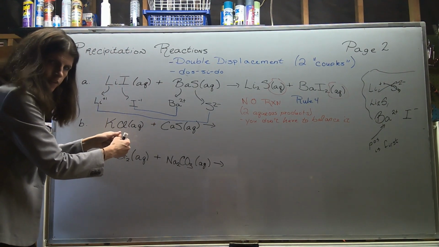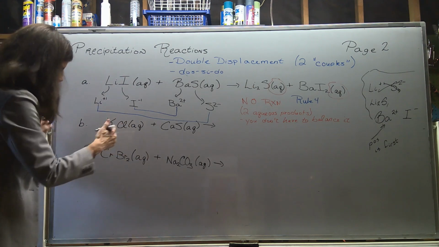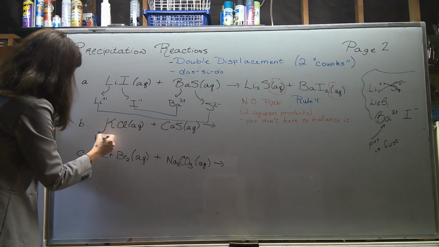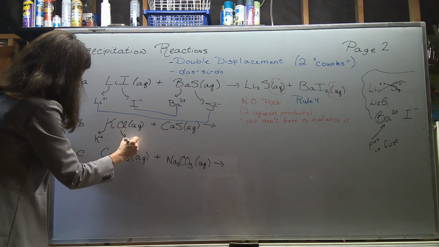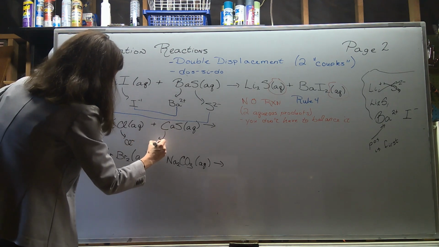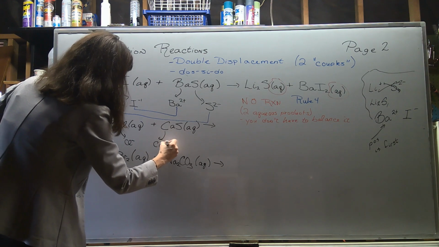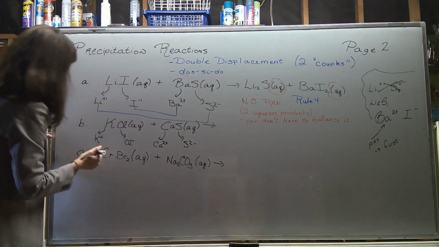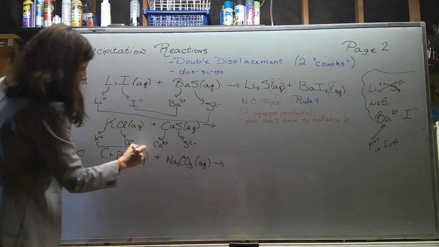They come in together, but they're dancing, right? So they're going to split up, so they do-si-do. So we have K+, Cl-, Ca2+, and S2-. The positives always hook up with the negatives.